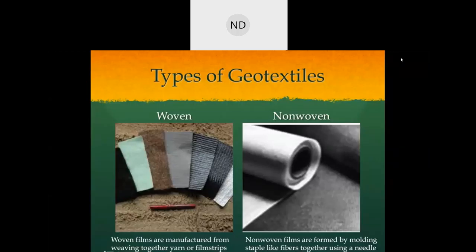Chemical or thermal bonding can also be used to create non-woven geotextiles. This process fuses the fibers together in a random orientation, which can result in a large porosity and permeability. These geotextiles are primarily used in filtration and drainage projects.